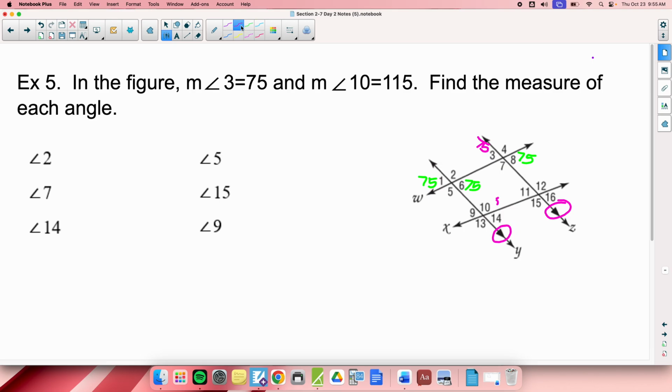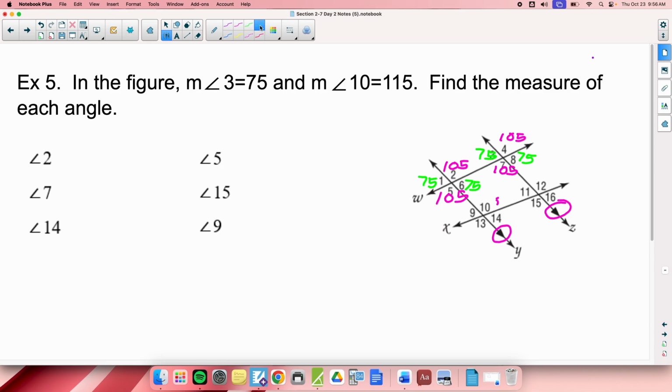Then, what do you guys think angle 4 would be? 105. Angle 7 would be 105. Angle 2 would be, and angle 5 would be 105. Very good. I'm gonna just change this one to green, just so you can see the pattern a little bit better, okay? So notice, all the time, these four are equal, and these four are equal when you have parallel lines, okay? Now let's go over here.